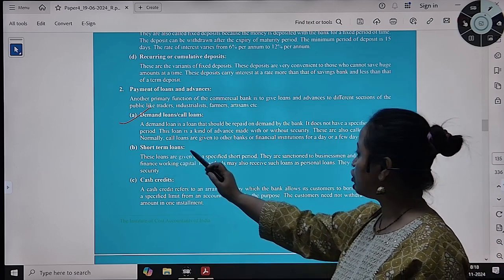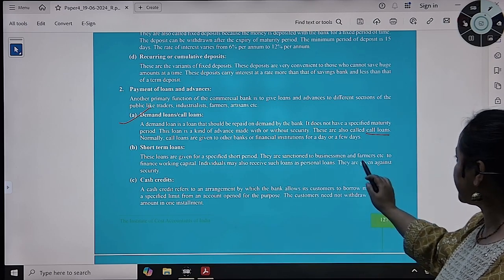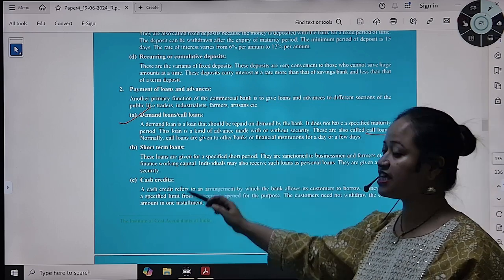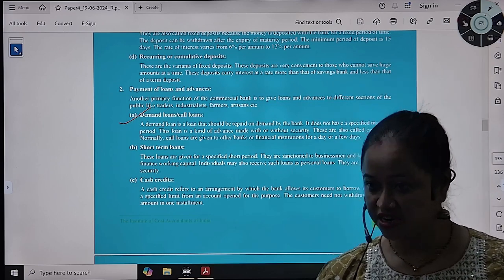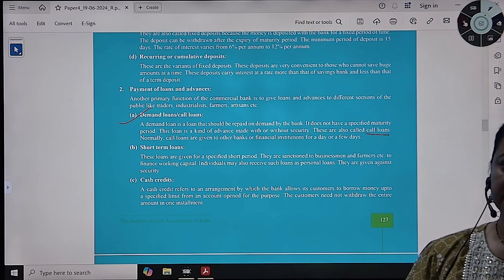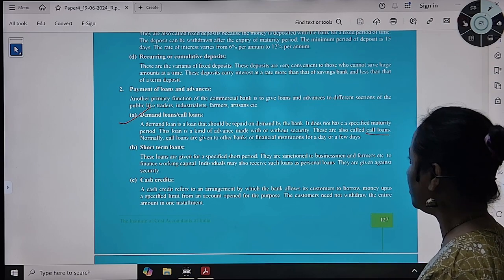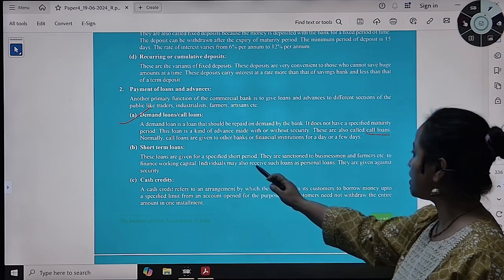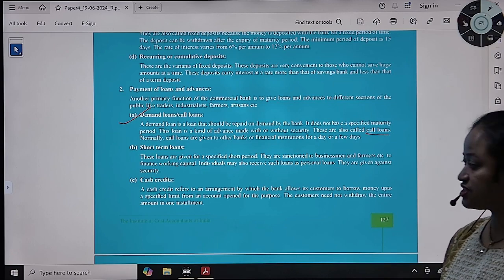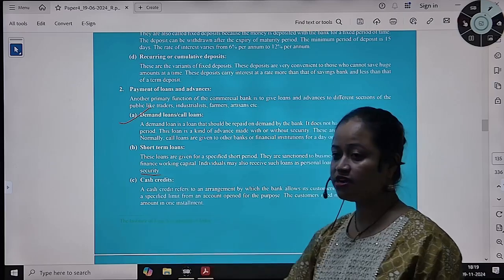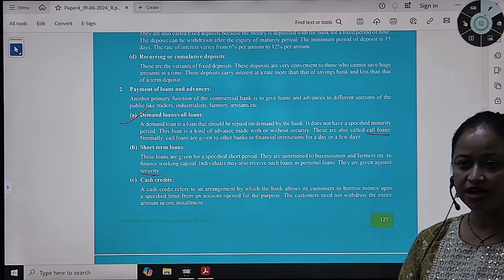And what is a short-term loan all about? Short-term loans are sanctioned to businessmen and farmers, etc., to finance working capital requirements. Okay, for a very short period of time, like less than a year. If a loan is given to a businessman or maybe to agriculturists or farmers by the bank, that is called your short-term loan. Individuals may also receive such loans as personal loans. They are given against security. So security is given, and against security, the loan is sanctioned to the particular person.